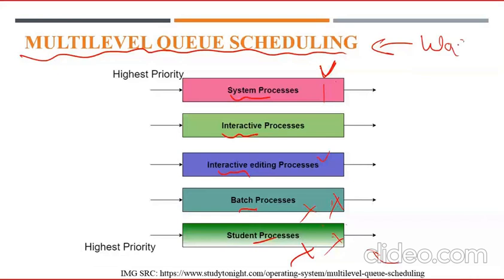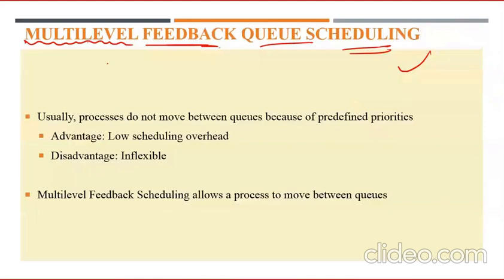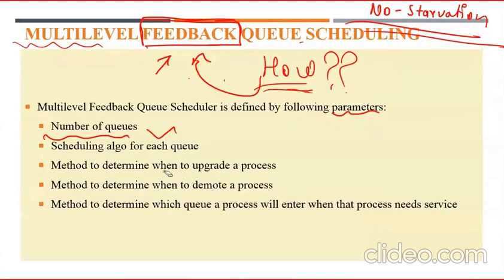In multi-level feedback queue scheduling, we are utilizing the concept of the number of queues. We are using the same queues, and also the scheduling algorithm for each queue. So we can have different scheduling algorithms for different queues, because these are the pros, the advantage of the multi-level queue scheduling algorithm. But for the disadvantage, the starvation, we solve it on the basis of feedback.